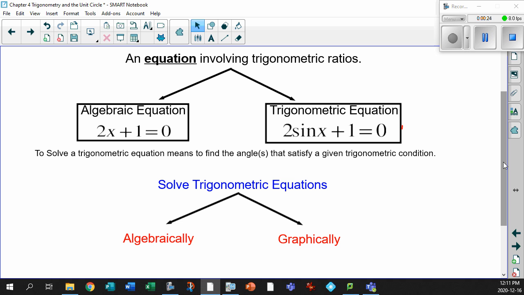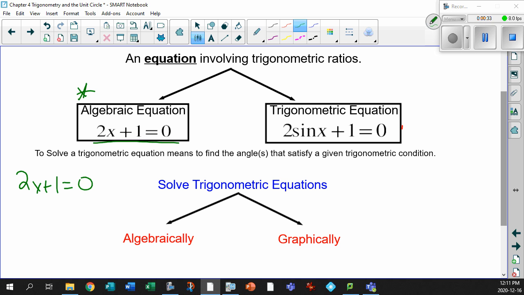Let me show you this. Look at this algebraic expression here. You know how to solve something like this. This is 2x plus 1 equals 0. You would bring the 1 over to the other side, right? Divide by 2, giving you x equals minus a half. Yippee skippy, right? Well, guess what? Trigonometric functions are no different. They really aren't. They're just going to involve one extra step, and that's that sine part right there.